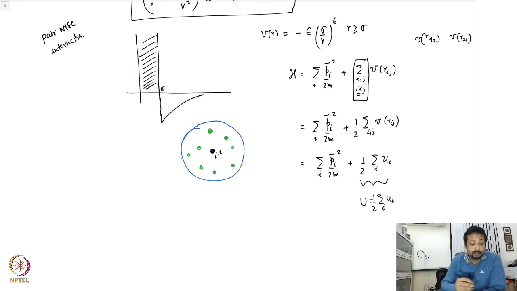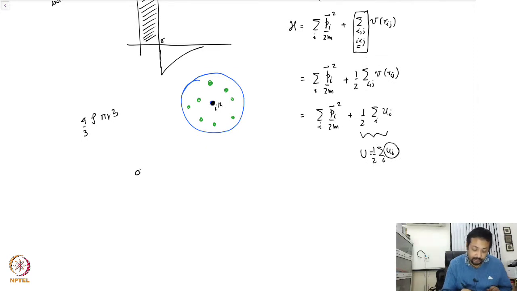How many particles can it have? Rho times the volume, right? 4/3 π r³. So the idea is that I want to replace this u_i by a mean field energy that this ith particle feels, and the way to do that is we can write down this phi, or let's say we will just write u_i.